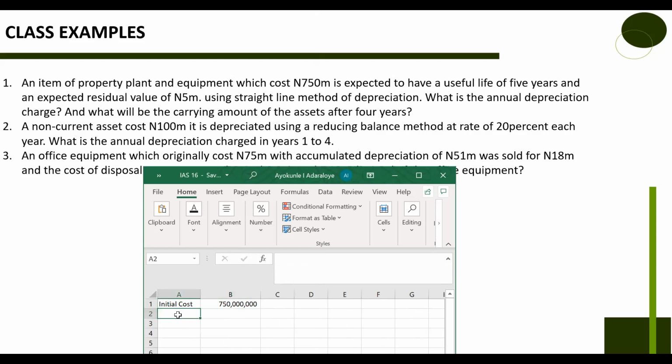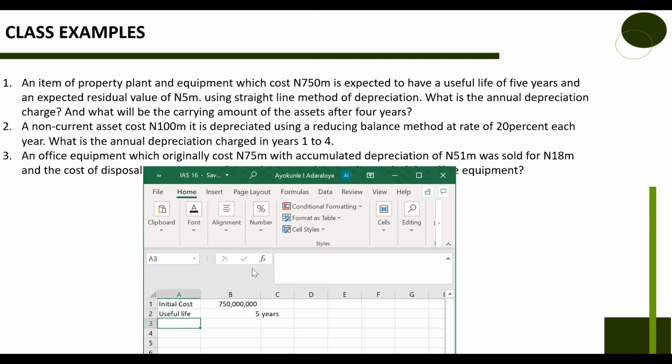It's expected to have a useful life of what? 5 years. Useful life. If I were you in the exam, I'll be writing it just like this so that I can focus on where the points are. 5 years. What is the next thing? Using straight line method of depreciation, what is the annual depreciation charge and what will be the carrying amount of the asset after 4 years?